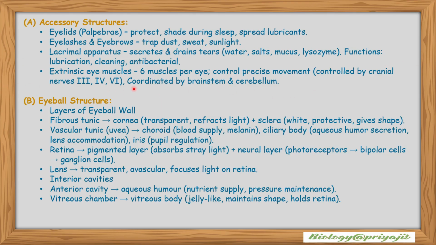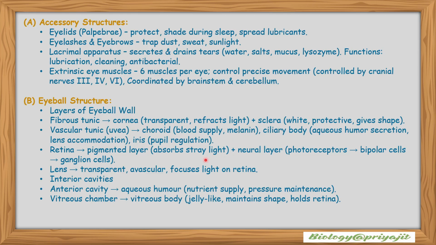The eyeball structure: there are layers of the eyeball wall. The fibrous tunic layer includes the cornea, which is a transparent layer that refracts light, and the sclera, which is white and protective. It gives shape to the eye. Then there is the vascular tunic, or uvea. There is the choroid for blood supply, melanin, the ciliary body for aqueous humor secretion and lens accommodation, and the iris for pupil regulation.